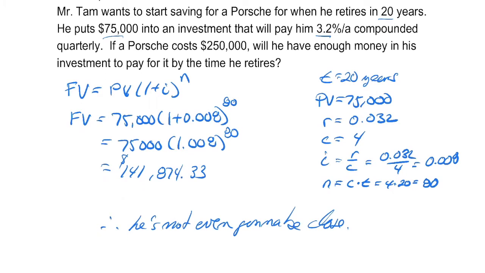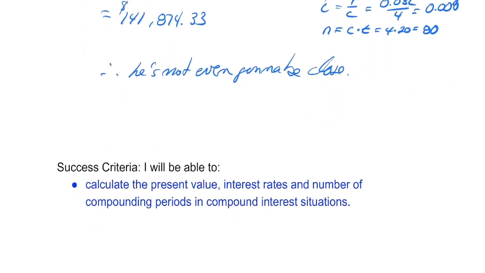So in this lesson, we're going to use this example. In fact, for the rest of the unit in some sense, we're going to use this example to see the different investment options and different ways that I can get my Porsche by the time I retire in 20 years.